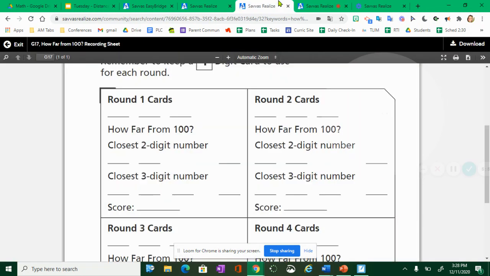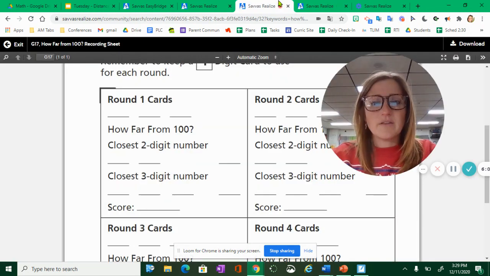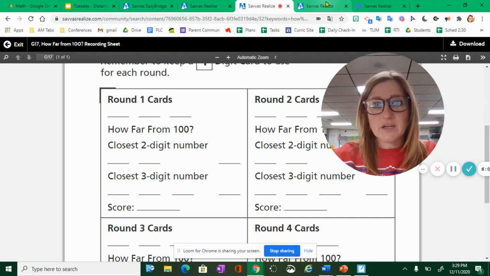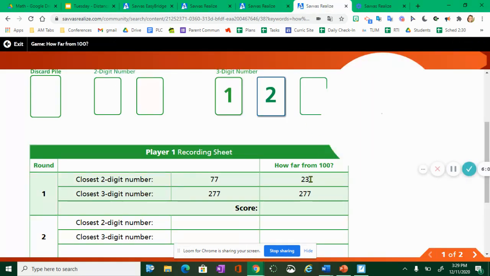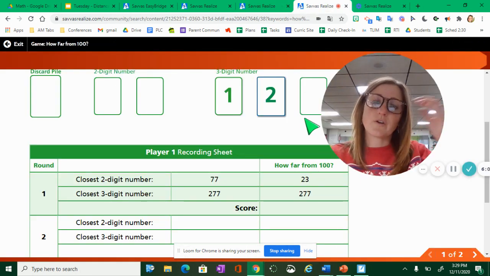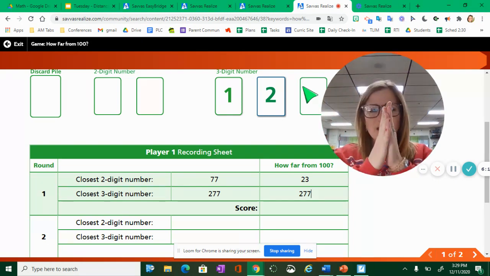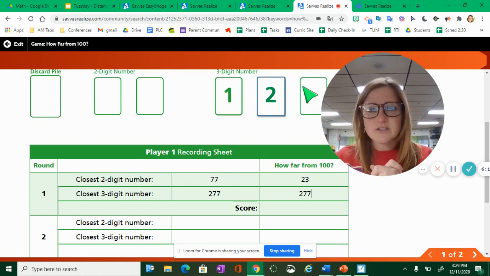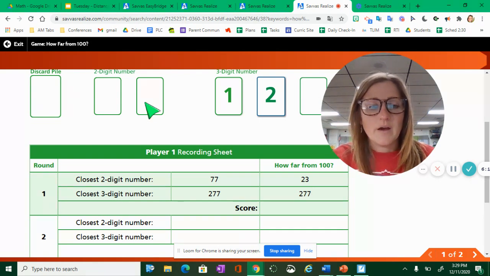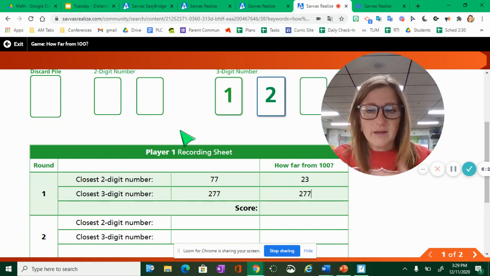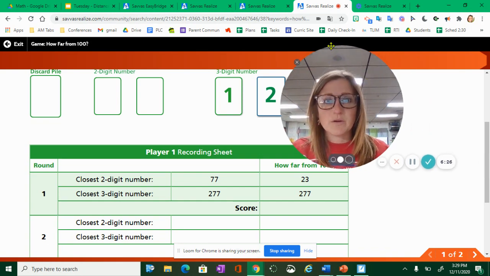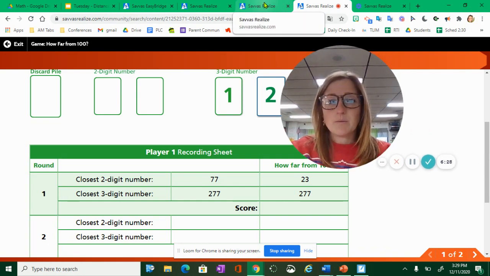So on my recording sheet, I would write that down. And then my score is whichever one got me closer. My score that got me closer was 23. Then you draw 3 new cards and you practice again. You're practicing getting as close to 100 as you can, and you're thinking about, just like our distance riddles, how close you are or how far you are away. That's the point of our game. So don't forget to use your recording sheet to help you. If you don't have a recording sheet, I will try to have something for you online to help you with recording as well.